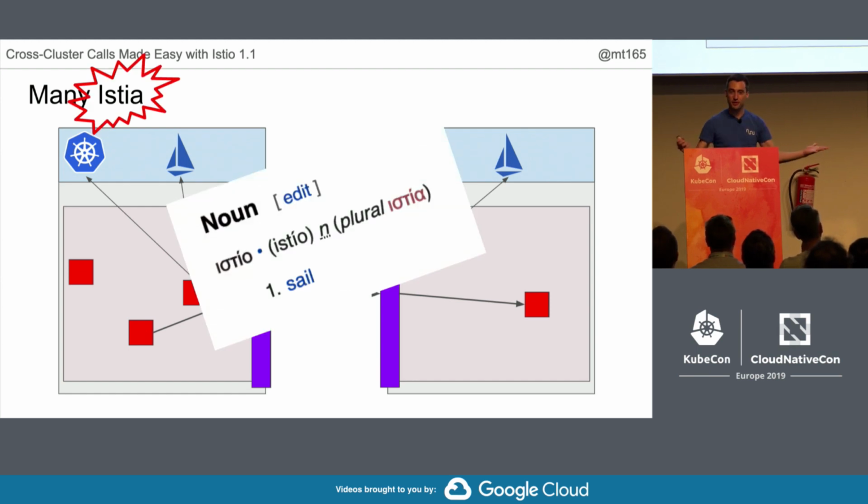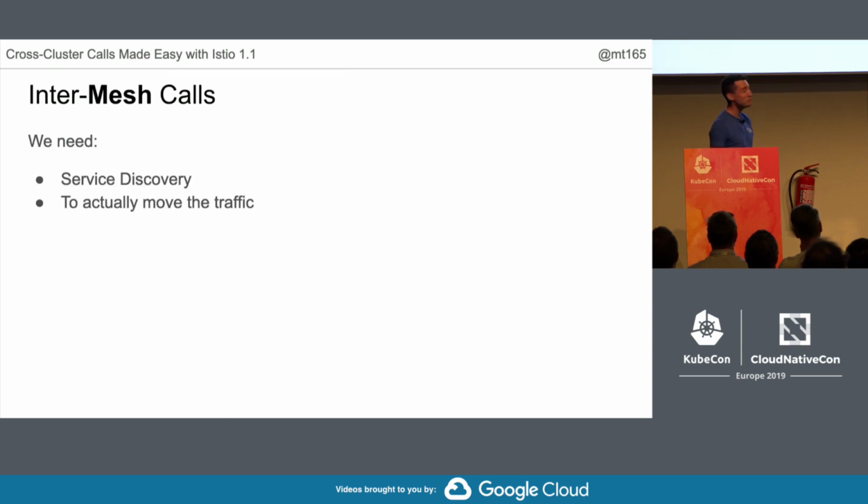I just wanted to check everybody's awake. Just wanted to check we all noticed that Istio is a word. It means sail. It has a plural, which is Istia. And I'm going to use that, because I used it before and somebody called me on it, and I was like, no, it's in the dictionary. So there we go, multiple Istio. If there's one takeaway before you fall asleep: many Istio.